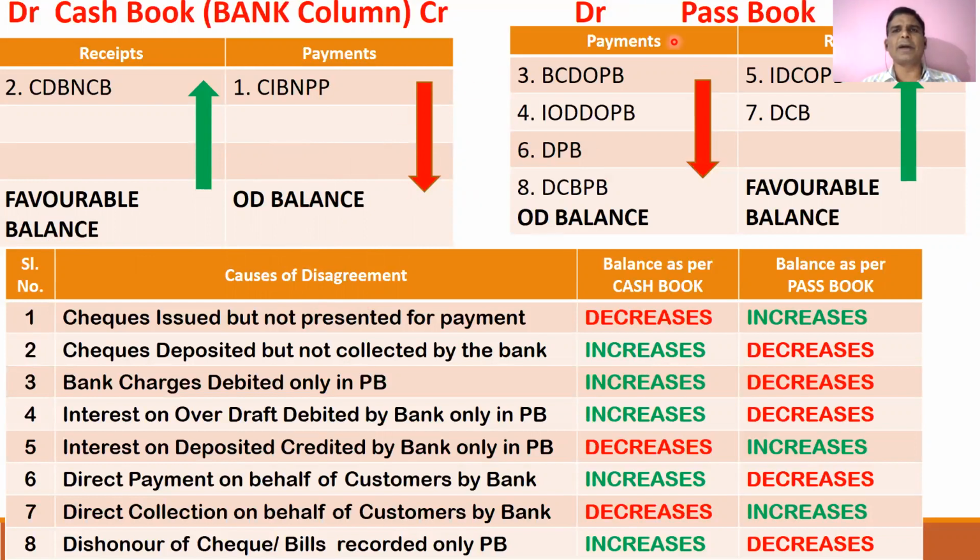If passbook debit balance is given, that means OD balance. Passbook credit balance means favorable balance. If passbook debit balance is given, because it is OD balance, if increases, add. If decreases, less. If passbook credit balance is given, it is favorable balance. If increases, less, and if decreases, add.